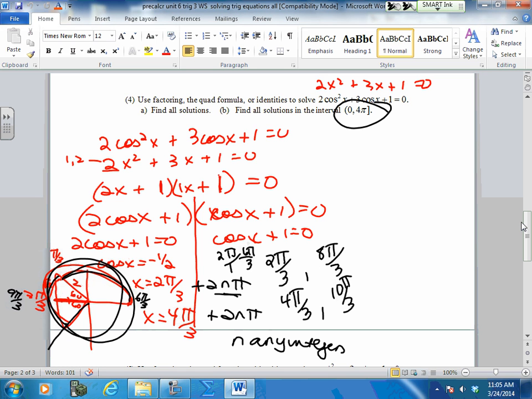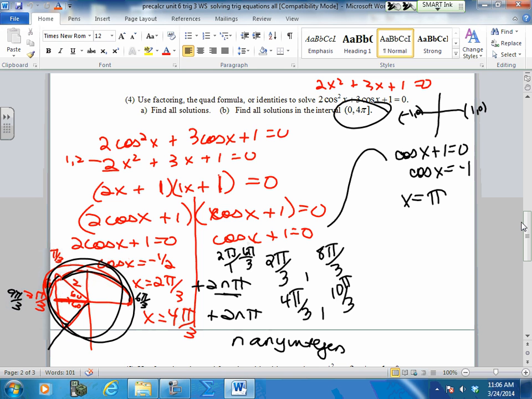Now, let's take this guy. Cosine of x plus 1 equals 0. Cosine is equal to -1. Oh, when my sine and my cosine is a 1 or a 0, where am I located? At the quadrants. So cosine is my x or my y? So is it going to be here or here? To the left. So therefore, pi.